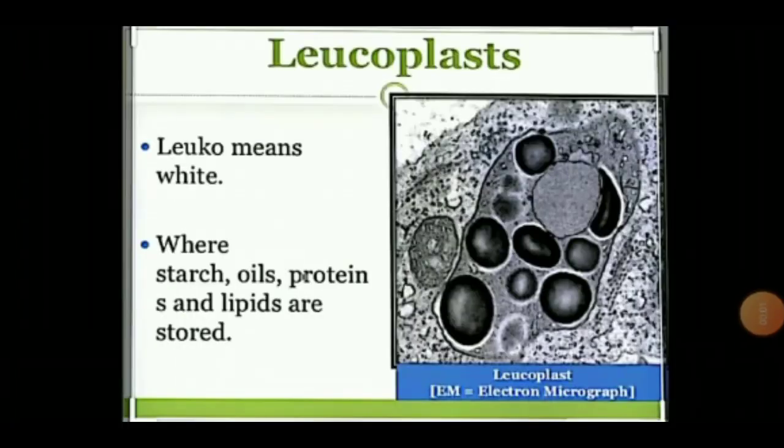The third type of plastid is leucoplast. Leucoplasts are colorless and are present in cells of those parts where food storage is done. Their function is to store starch, protein and lipid.